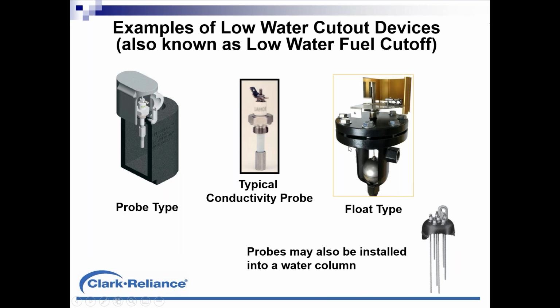Some examples of low water cutoff devices include conductivity probe devices or float switches. Probes can also be installed directly into a water column. Floats can be installed directly into a water column, but these are the most common technologies.